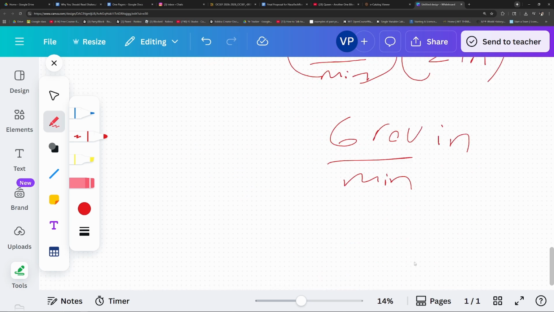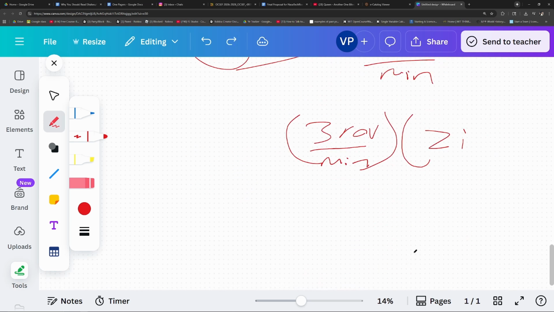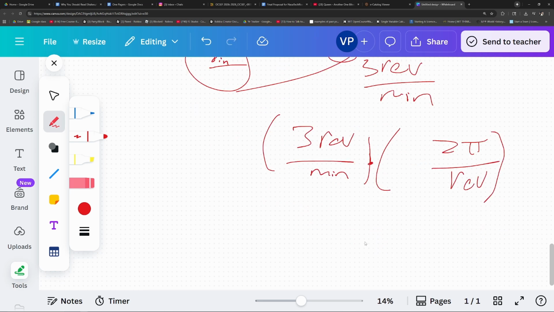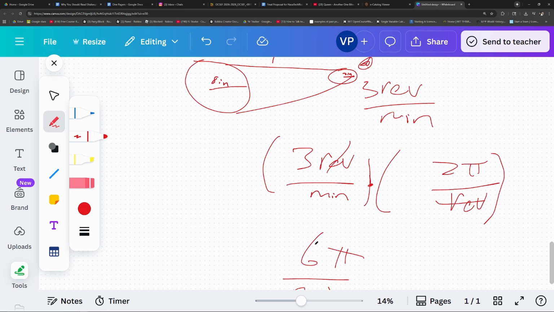Wait, that doesn't make sense. Oh, I remember, you're supposed to keep it in radians. I forgot. So first we want to get revolutions into radians. You want to cancel out revolutions, so rev will be on the bottom, and 1 revolution is 360 degrees. No, we want radians, so it's 2 pi. Multiply that and you get 6 pi every minute, because these two cancel out.